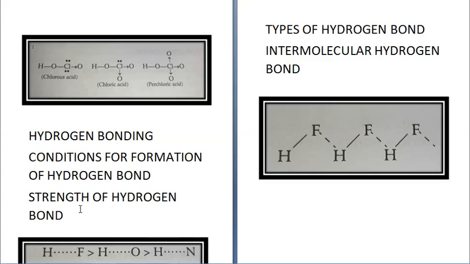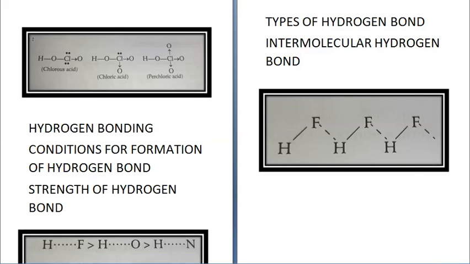Okay, now next we come to strength of hydrogen bond. Strength of hydrogen bond ranges from 10 to 40 kilojoules per mole, while that of a normal covalent bond is 400 kilojoules per mole. So it is a weak bond, not very strong, but still a bond nonetheless. See here, this is how you will show the bond by the dotted lines.